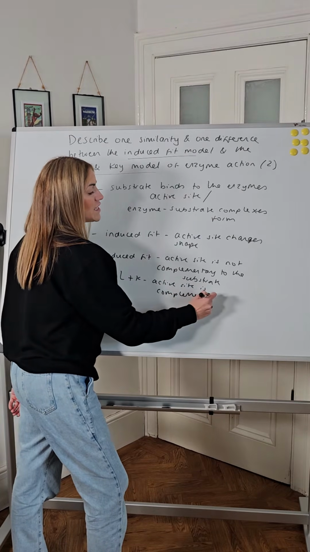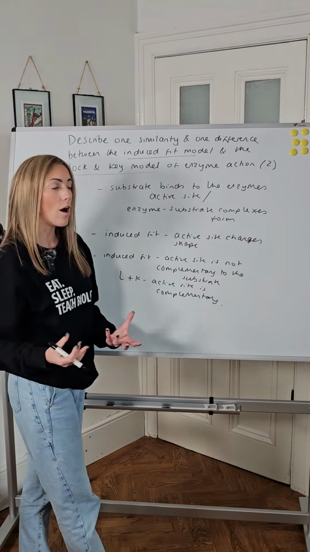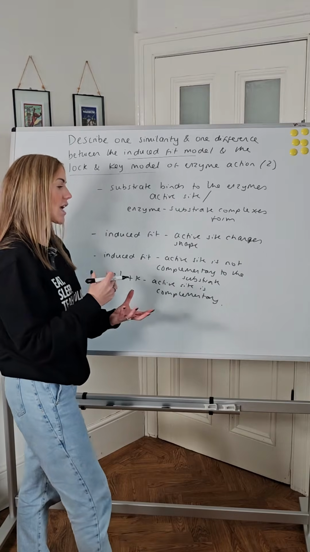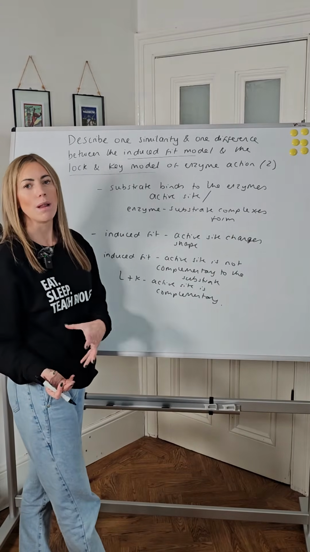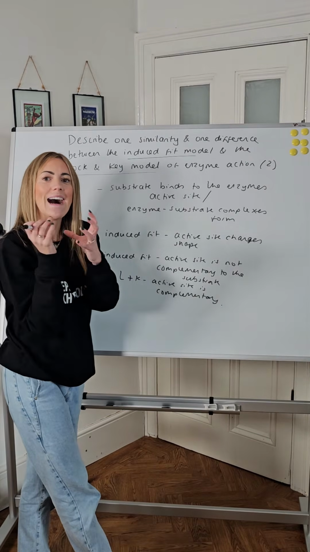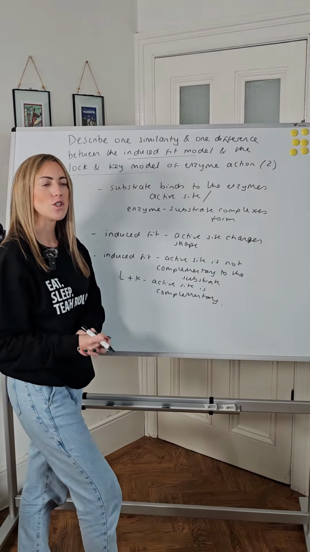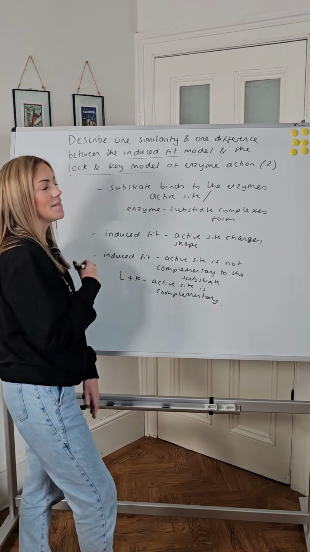And that's what we learn at GCSE, isn't it? At GCSE, we think of the active site as already being complementary and not changing shape. Whereas with the induced fit, we're saying actually it's not initially complementary and it changes shape to become complementary as the substrate binds to the active site. It's more like a hand and a glove than a lock and a key.